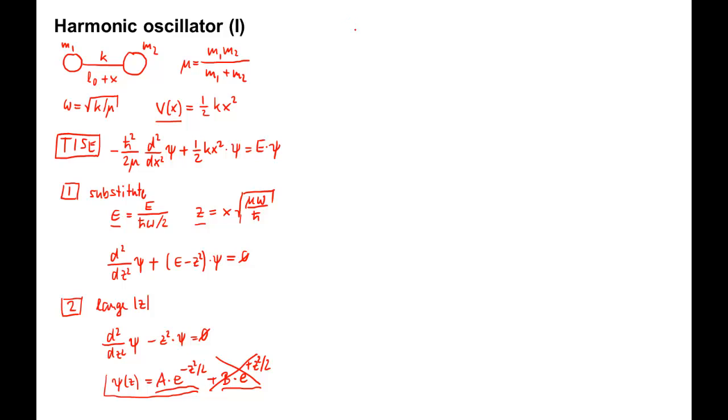Third step. Let's go back to the original equation. We can now make a better guess or ansatz for the overall solution of the Schrödinger equation by peeling off the asymptotic behavior we found. Our ansatz is going to be psi of z equals h of z times e to the negative z squared over 2. h of z is a yet undetermined function. It is a great unknown. We have to find out.